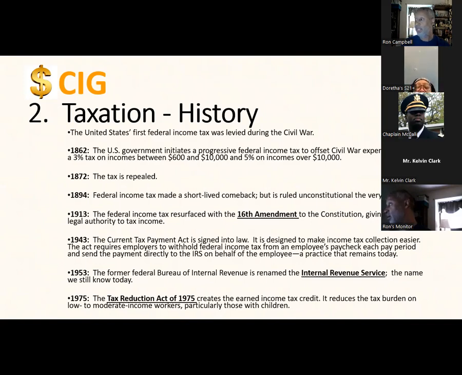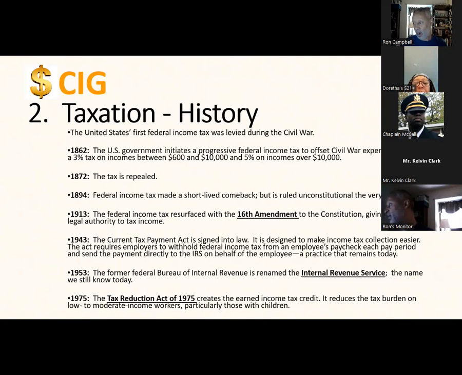I'm not going to cover that, but it's a lengthy process. In 1943, the Current Tax Payment Act made it easier to collect the tax, and this is what we all know today. It allowed employers to withhold taxes from your pay and send it straight to the IRS. It happened in 1943, so this is kind of a young thing.